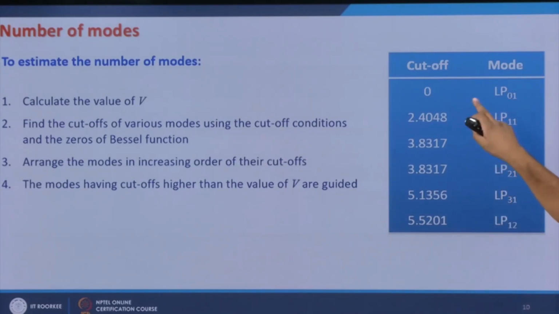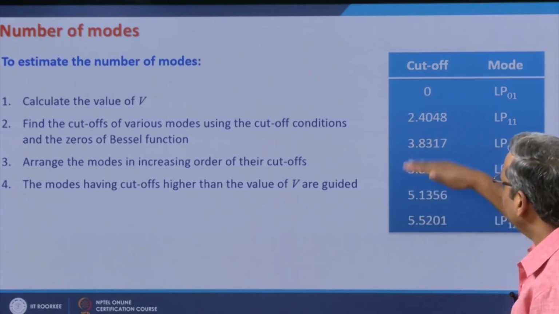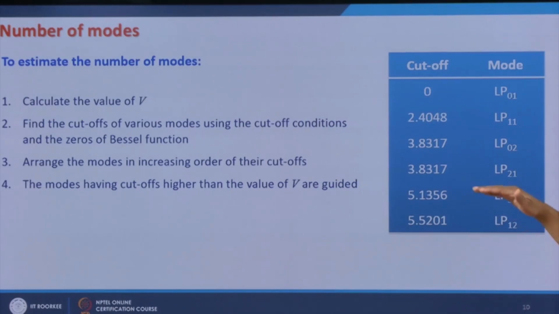So, for example, the fundamental mode LP01 has 0 cutoff, LP11 has 2.4048, 3.8317 is for LP02 and LP21, 5.1356 is LP31, 5.5201 is LP12 and so on. So, you arrange the modes in increasing order of their cutoffs and then locate the value of V here, and find out how many modes are above that value of V, and those would be the number of modes supported by the fiber.